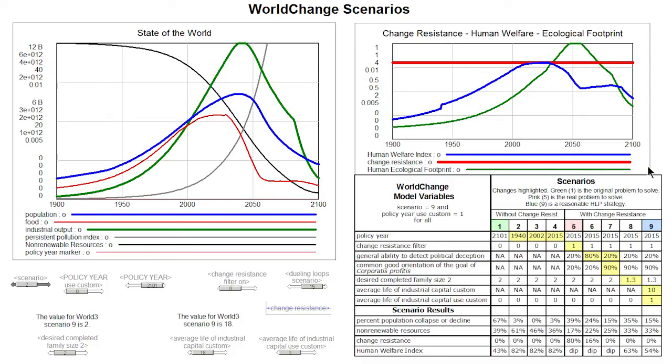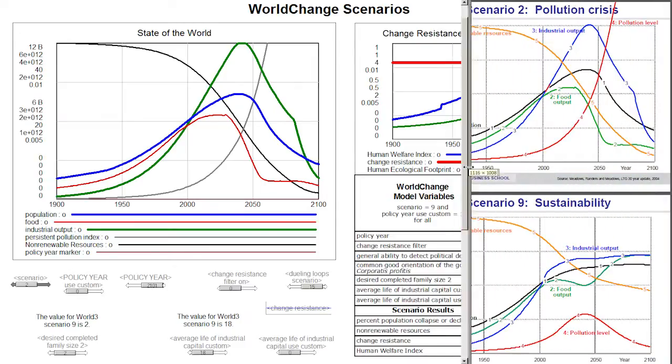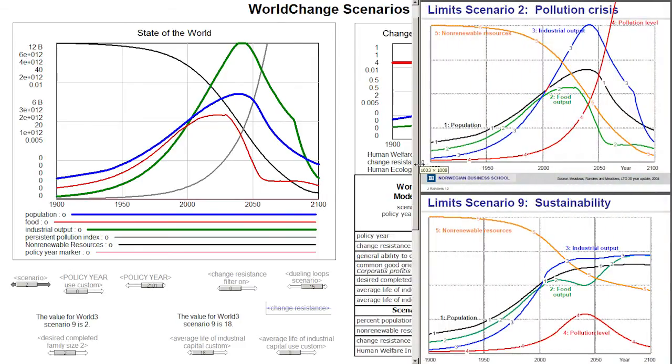For reference, let's bring in scenarios 2 and 9 from a talk Jorgen Randers gave last year at the 40th anniversary of the Limits to Growth. Notice how scenario 2 in World 3 here is identical to the one over here in the WorldChange model. In other words, we have made absolutely no changes to the fundamental behavior of World 3.